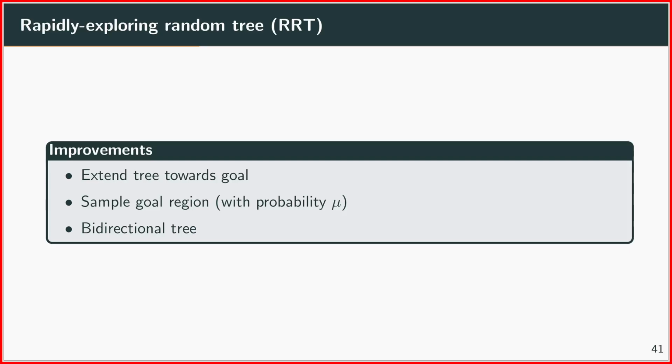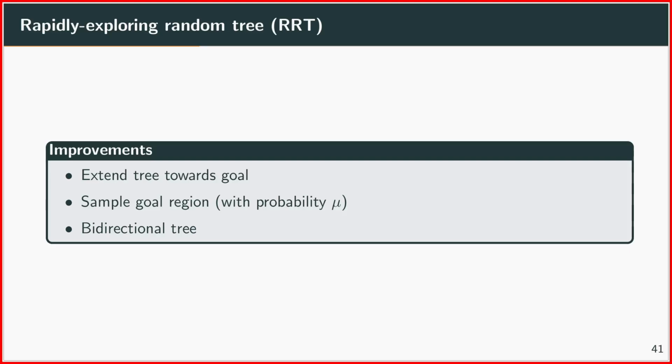So while RRT is pretty efficient, there are some things which don't work so well in this basic version. One is, of course, that you are just randomly searching blindly through your configuration space, and you're not taking the goal region into account. So it obviously makes sense to also extend your tree towards your goal. So this would be one improvement. Another improvement would be that you explicitly sample your goal region with a certain probability. So instead of always sampling the whole configuration space, you spend a little bit of time, with a certain probability, sampling only the goal region.